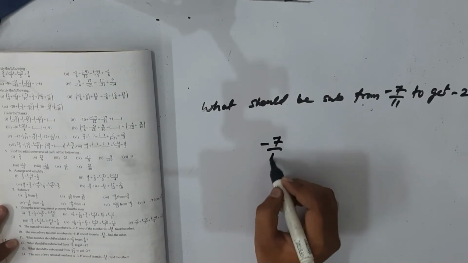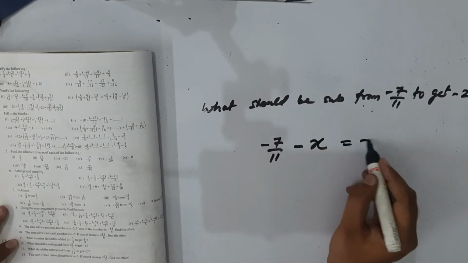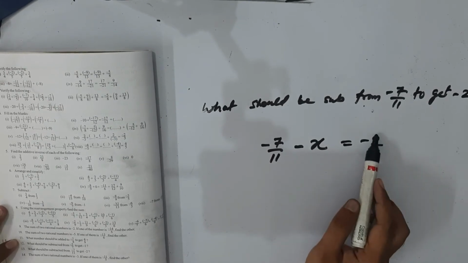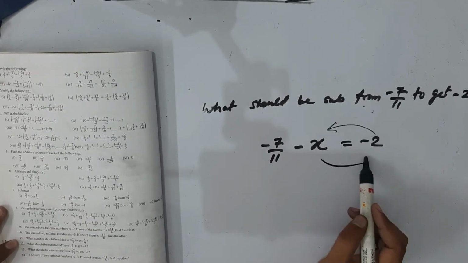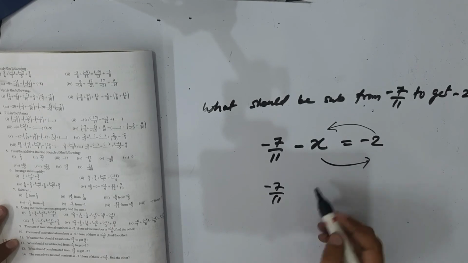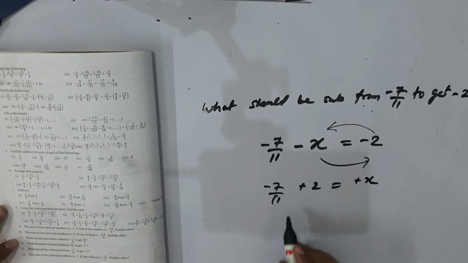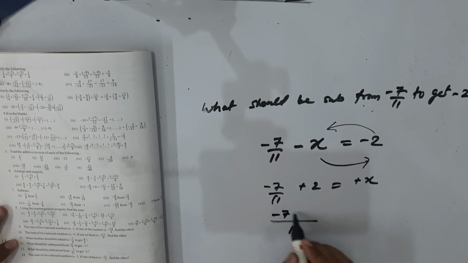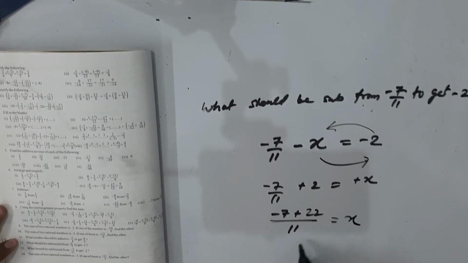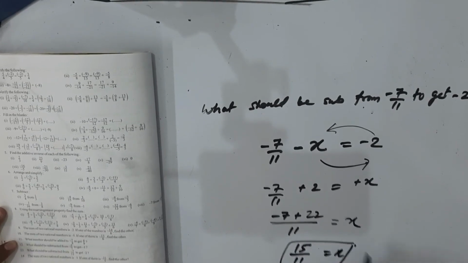What should be subtracted from this? Something should be subtracted from this to get minus 2. To solve this question, what are we going to do? We are going to change the place. We will bring this here and send that there. So minus 7 upon 11 will remain as it is. Minus 2 will come here, becomes plus 2. Minus x will go to that side, becomes plus x. Take their LCM. LCM will be 11. Minus 7 plus 22 is equal to 15 upon 11. That's the value of the thing that they are asking.